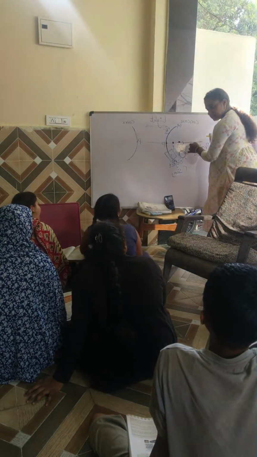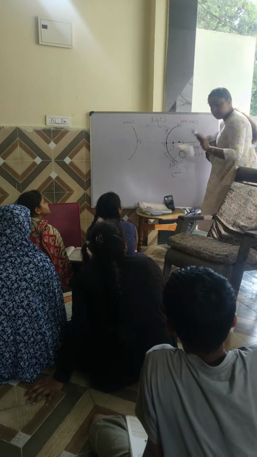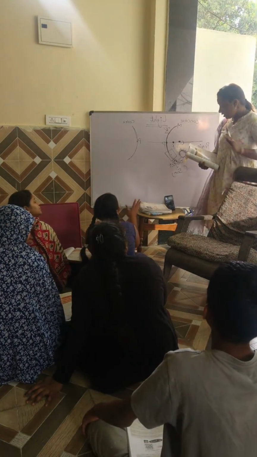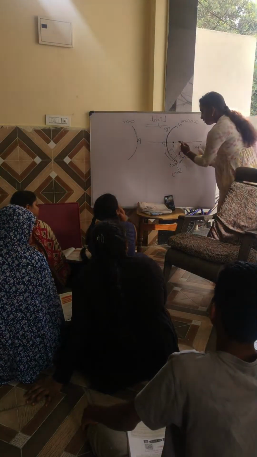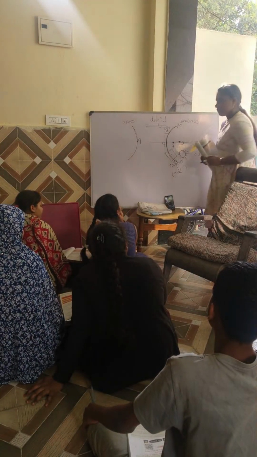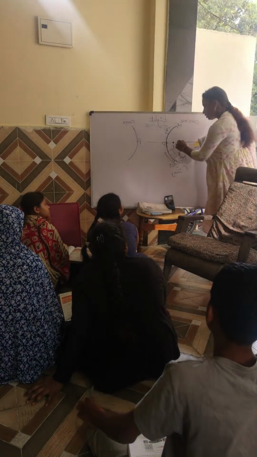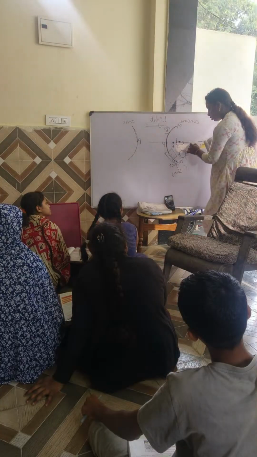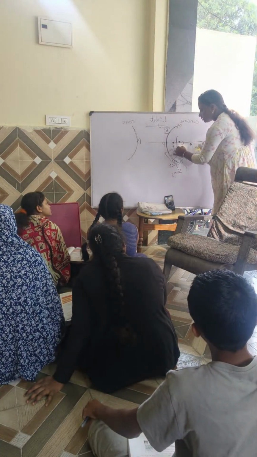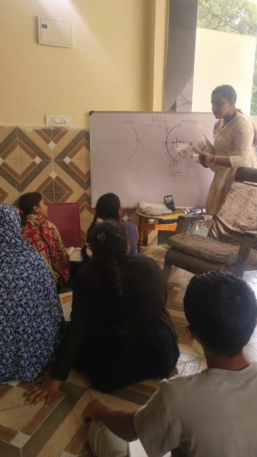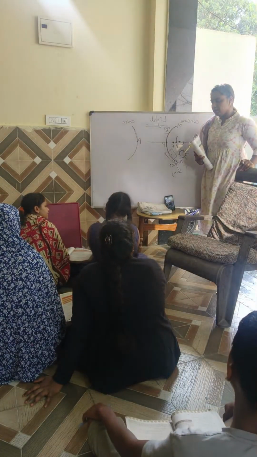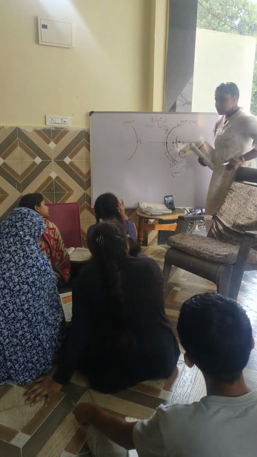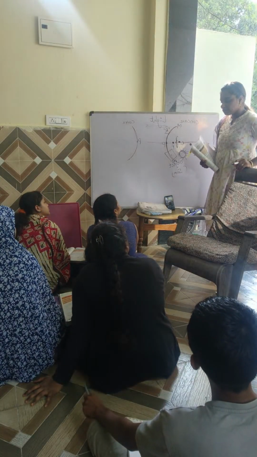Okay, if you place any object, what is the position of the image? Between C and F. Here, if you keep any object here, it is between C and F.